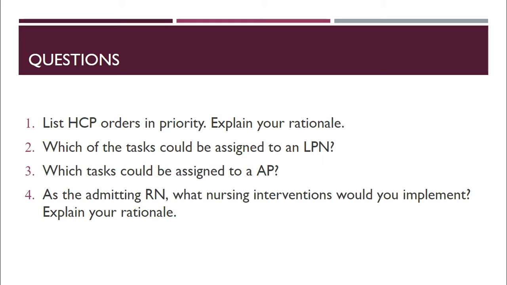I'll keep going, but it's a good case study to work on when you're looking at prioritizing care. So look at all of those healthcare provider orders, and remember looking at your ABCs and your vital sign changes. Put those in order of priority and then explain your rationale. Why would you want to increase the oxygen from 1 liter to 3 liter first? What would be your rationale for that?